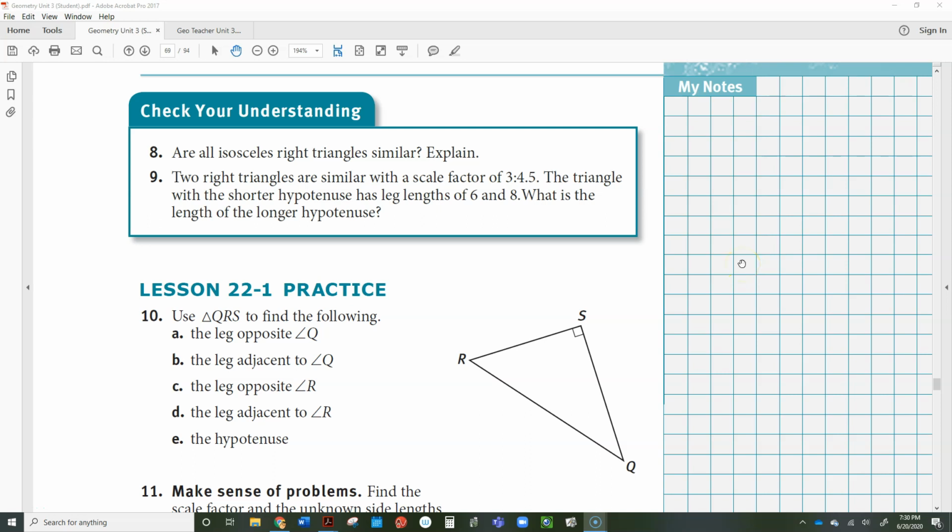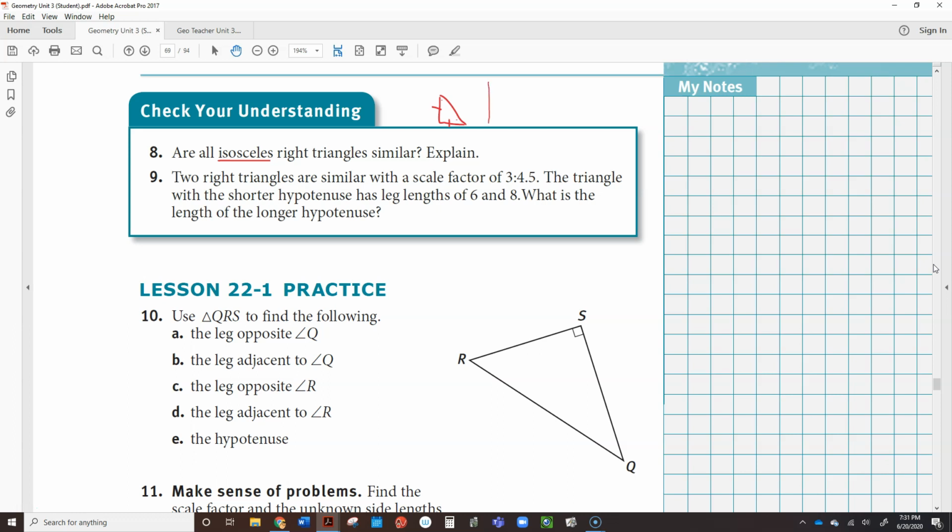Answer time for lesson 22-1. To check your understanding, are all isosceles right triangles similar? Yes. Because what are their angle measures? If it's isosceles, that means the two legs are the same size. And if the two legs are the same size, then these base angles right here are both 45.